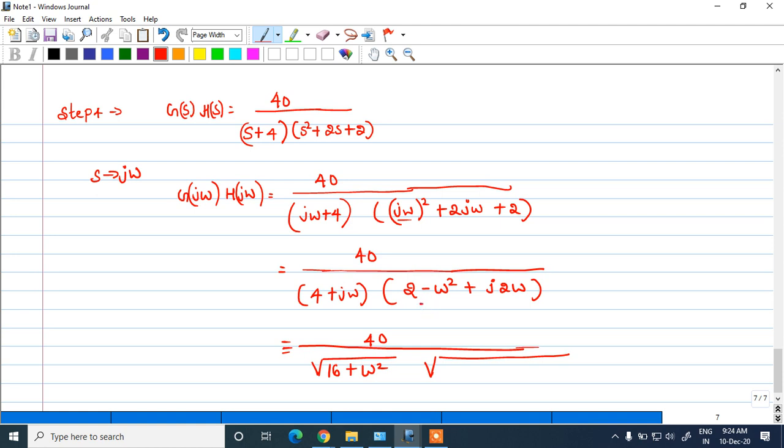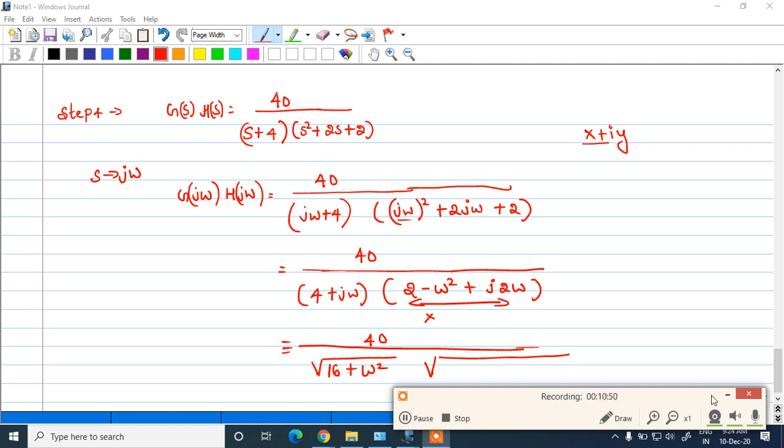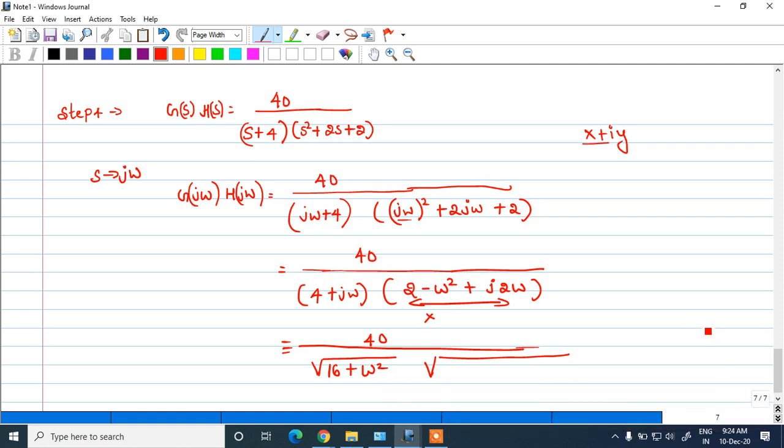Now can anyone tell me how you can identify the magnitude for that particular second order term? Yeah, so here in this problem we have a second order equation. In order to identify the magnitude, you need to consider 2 minus omega square as real and this as imaginary. So I will write this as root of (2 minus omega square) whole square plus 4 omega square. So this will be your magnitude.